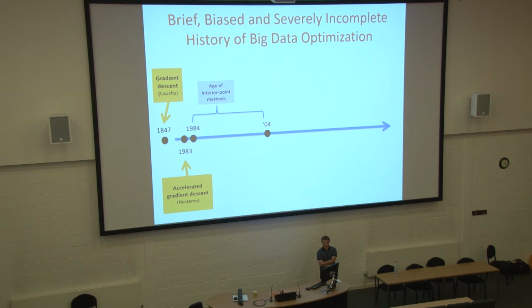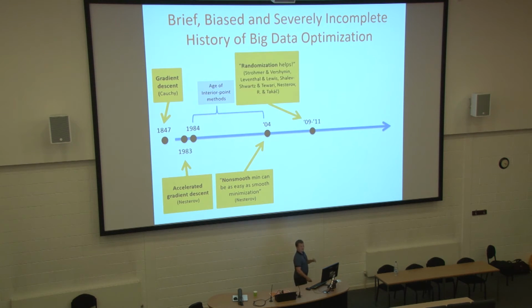Then there's the age of interpolation methods, which much of the optimization community was really, really into in these two decades after linear programming was developed very well. And then somehow this age stopped. There's still some research going on in this area, but everybody in the optimization field started doing gradient type methods.